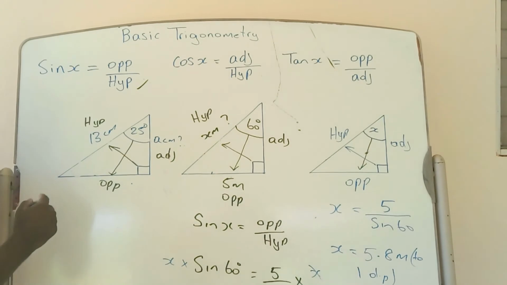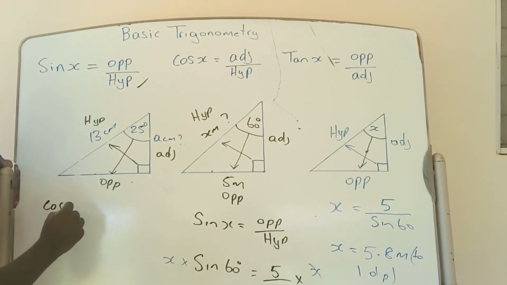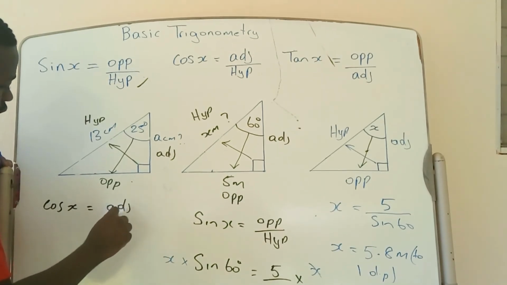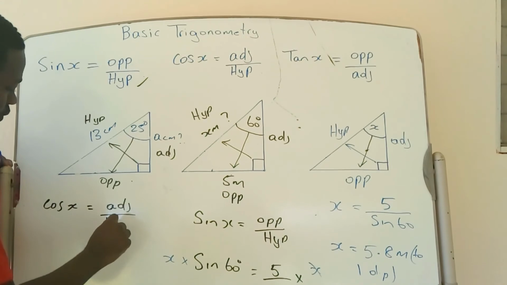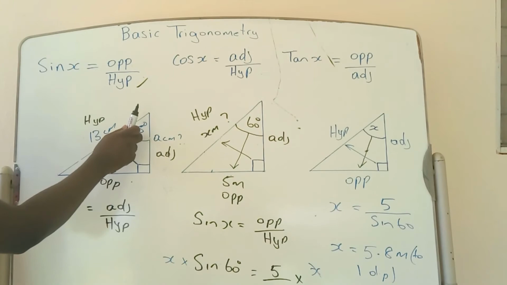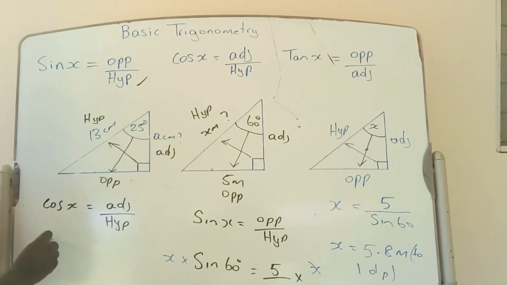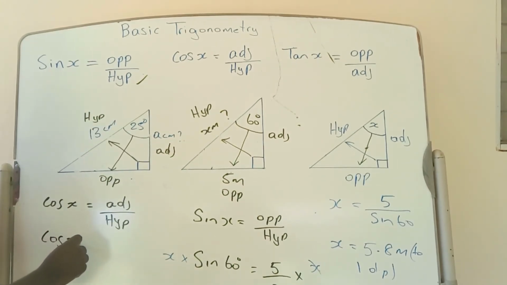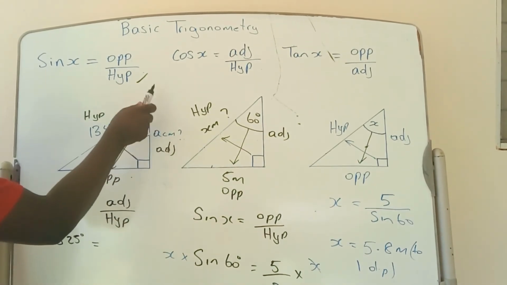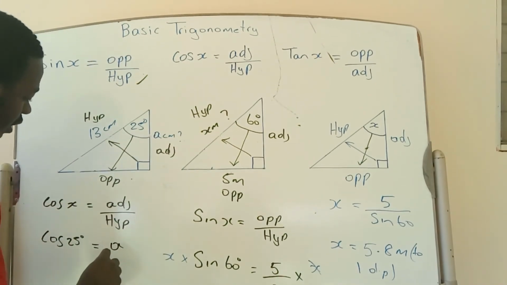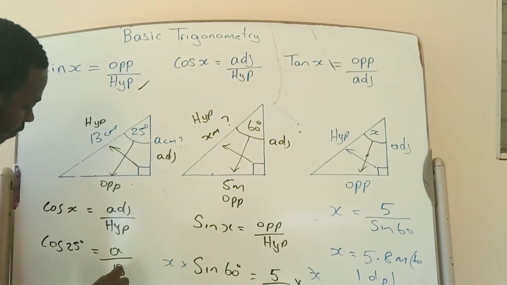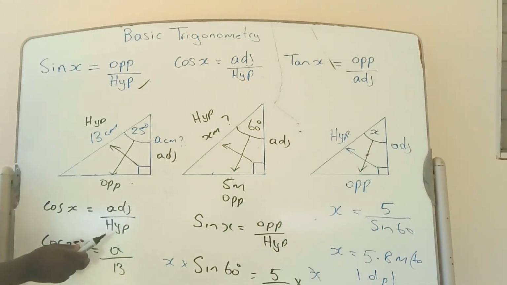So you write your formula. So you see cos x is equal to adjacent over hypotenuse. Right? Now, what is x? X in this case is 25 degrees. So cos 25 degrees is equal to the adjacent length, and the adjacent length in this case is a. We don't know it. All over the hypotenuse length, which is 13. Right? So now we are solving for a.